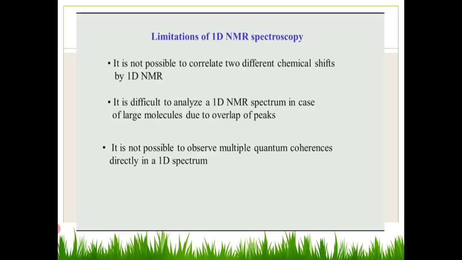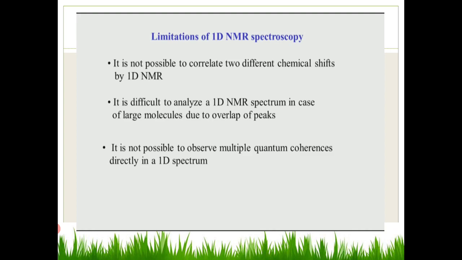And we have almost discussed 1D NMR spectroscopy. So we need to have a short discussion, a little awareness, about 2D NMR spectroscopy. What are the limitations of 1D NMR spectroscopy, if you ask? It is not possible to correlate two different chemical shifts by 1D NMR. So if there are many functional groups and many protons, it will be difficult to correlate two different chemical shifts one by one.